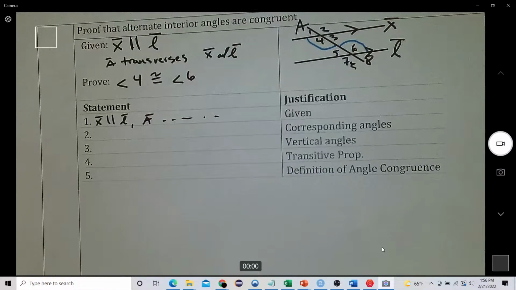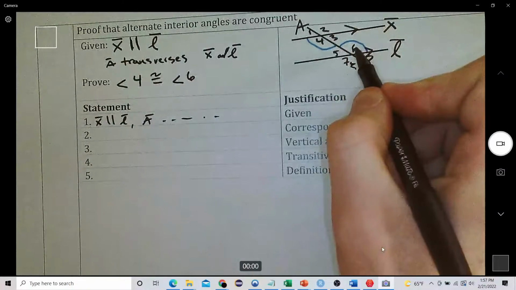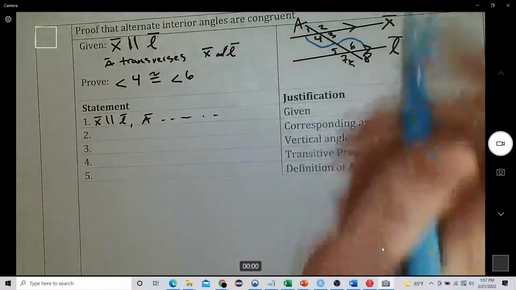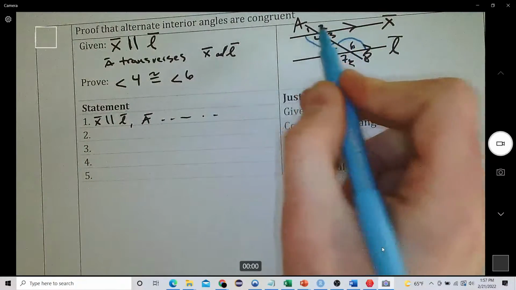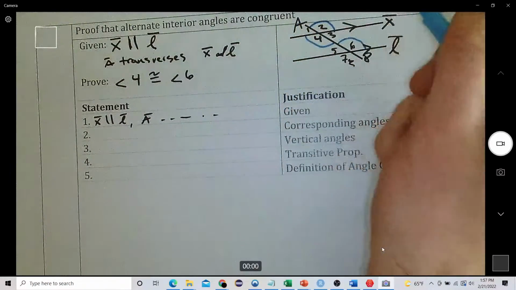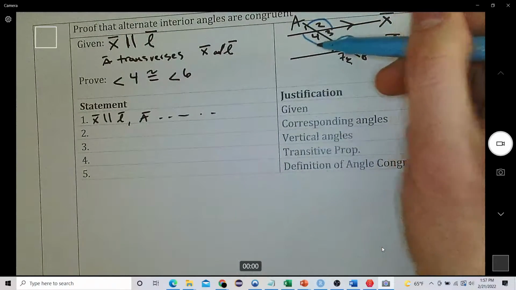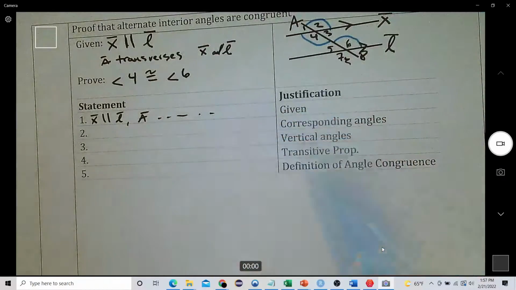Any thoughts? Yeah, Jacob, what do you think? Angle 2 is corresponding to angle 6, and angle 2 and angle 4 are vertical angles. Yeah, exactly. Okay, so Jacob just said angle 6 corresponds to angle 2, right? So we go from 6 over here to 2 up here. Corresponding angles are congruent, and then we can go from 2 to 4 because vertical angles are also congruent. And that's the whole proof pretty much.